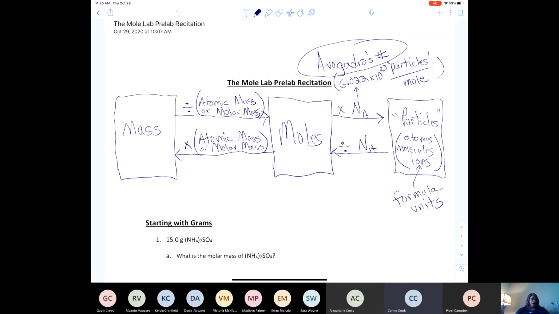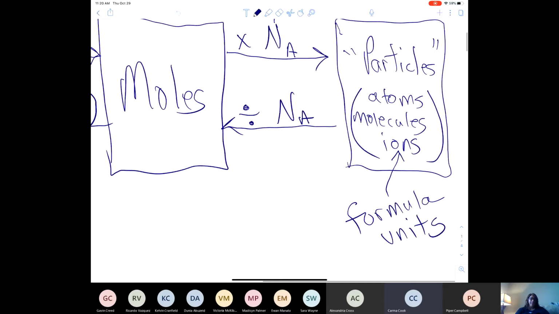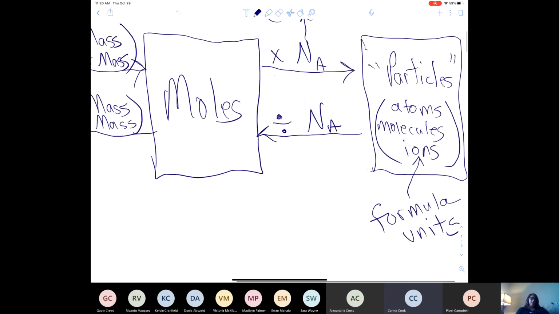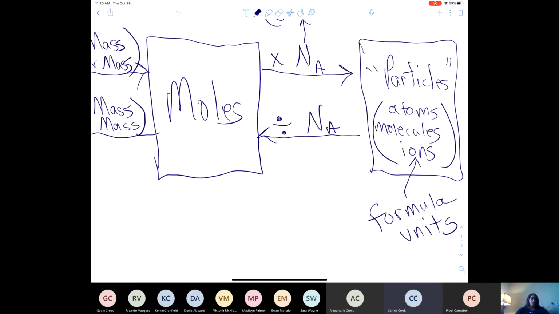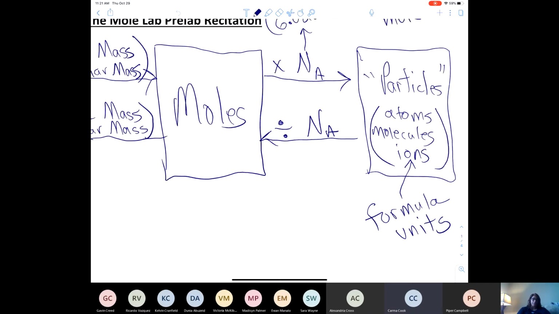So just a quick review on conversions between mass and moles and particles, which we call atoms, molecules, or ions. Ions are also called formula units. So again, if we're dealing with conversion between grams, moles, and particles of an element, the particle type is an atom. A molecular compound, if it's the particle we're dealing with, then the particle is a molecule. Or if we're dealing with an ionic compound, the type of particle is an ion or a formula unit.